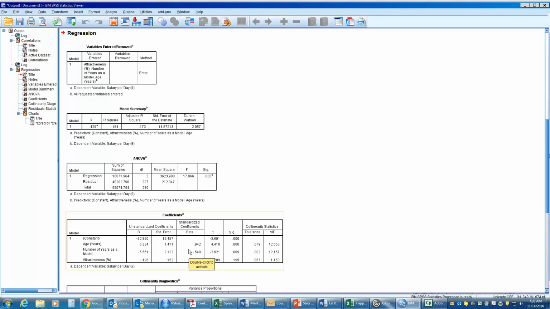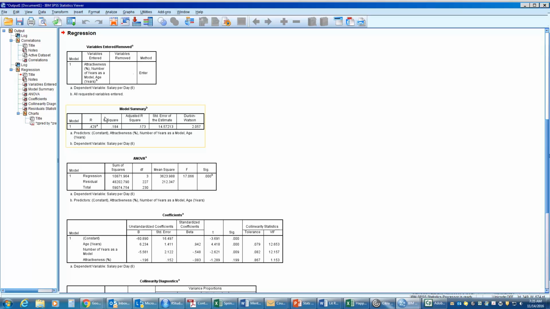So this is the output that we get. The first box tells us that we ran a regression with salary as an outcome variable, and that we included attractiveness, number of years as a supermodel (experience), and age as predictor or independent variables. This is our R coefficient.